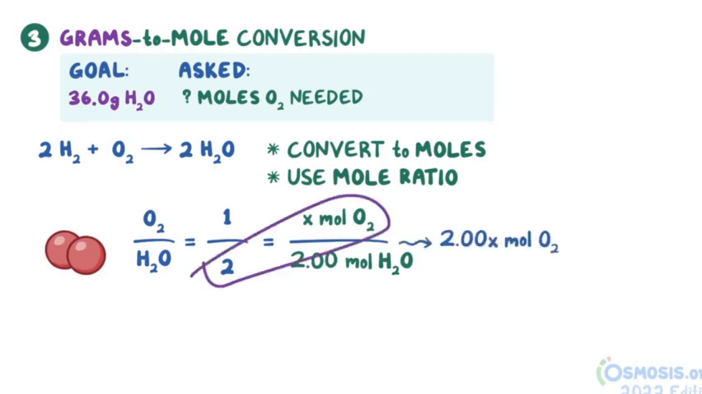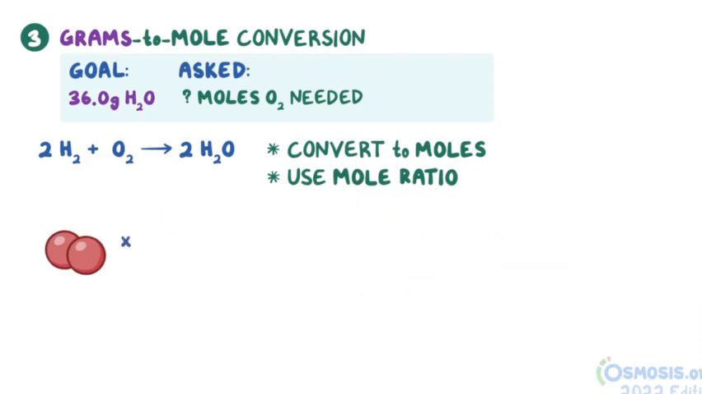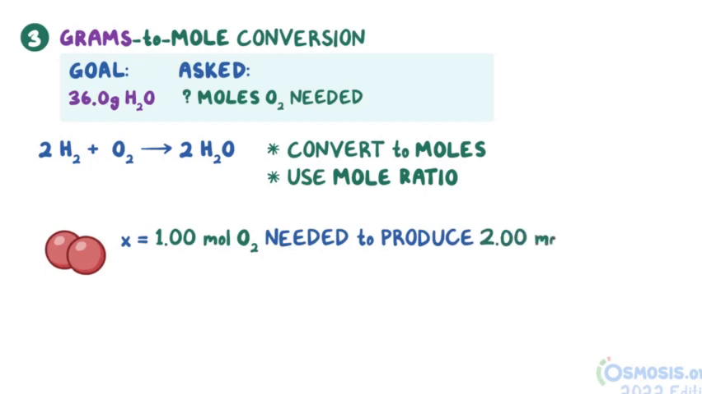Solving for X tells us that 1 mole of oxygen is needed for our reaction to produce 2 moles of water. Note that our final answer has 3 significant figures.